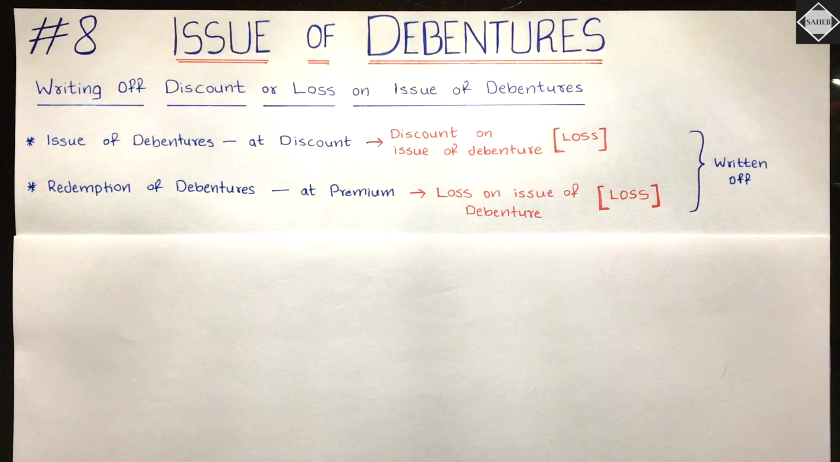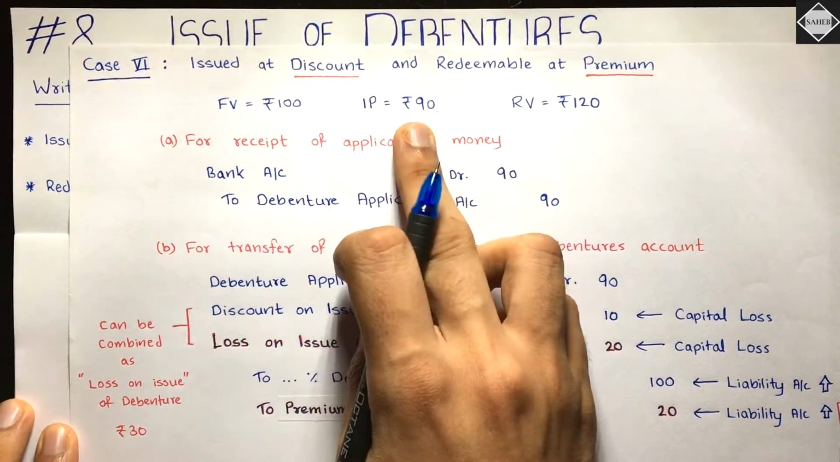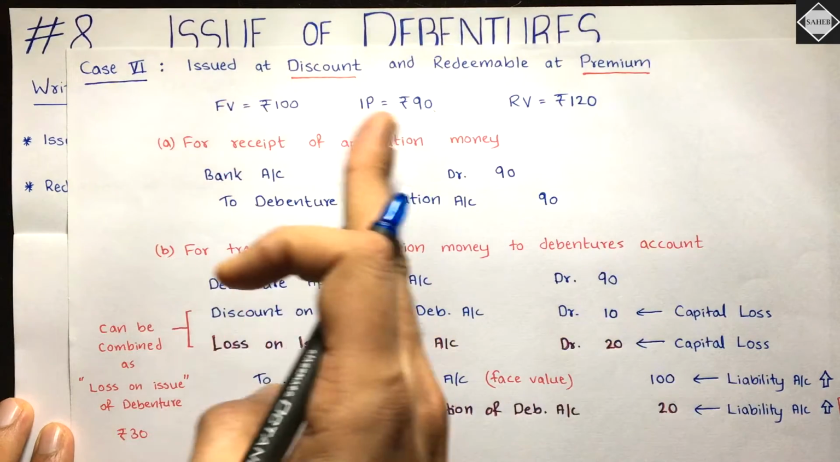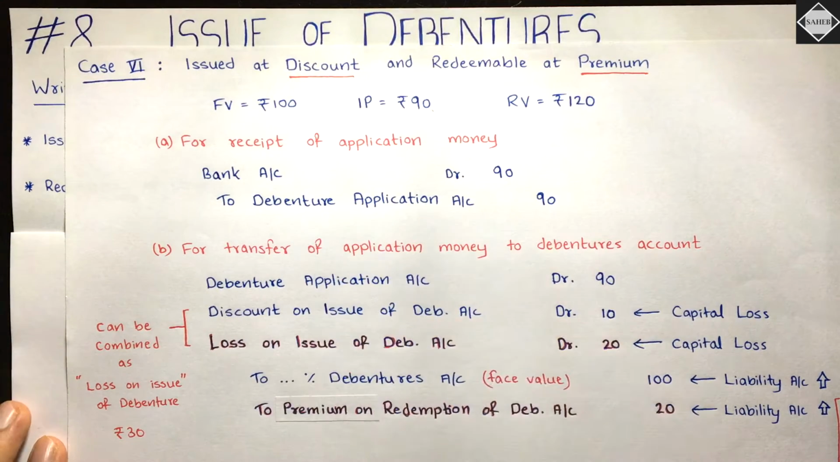So now I told you, what do we do with this? Let's just take this case 6 example. In case 6, you can see face value is 100, issue price is 90, redemption value is 120, right? Issued at discount and redeemable at premium. I told you first we'll receive the money: bank account debit to debenture application, 90.